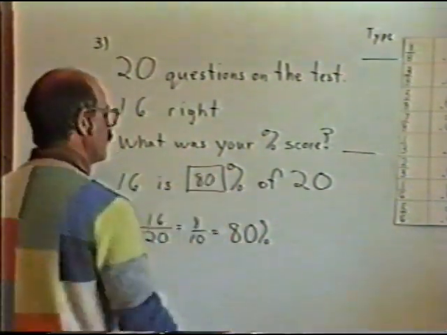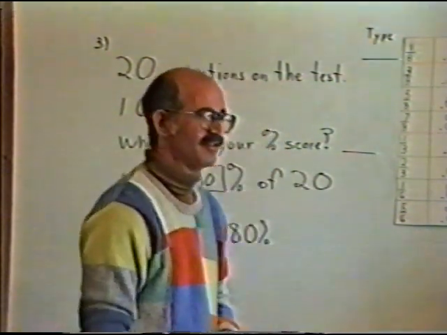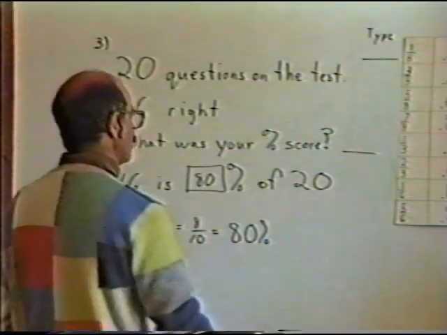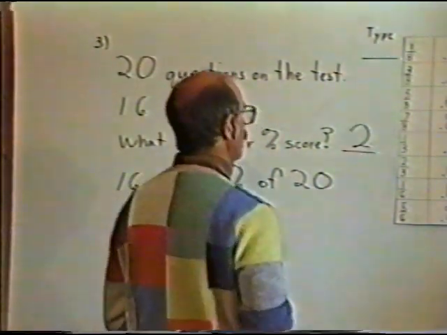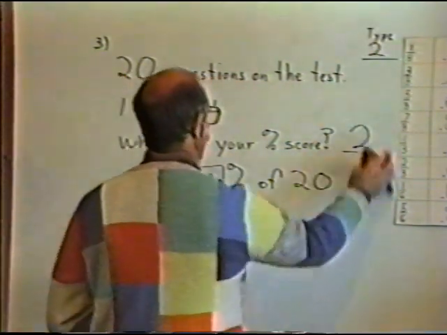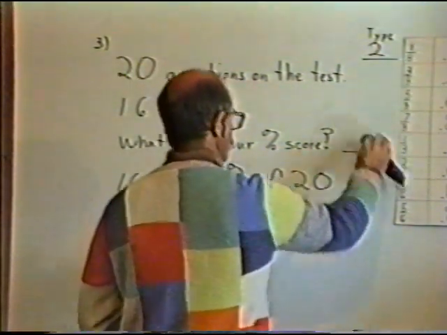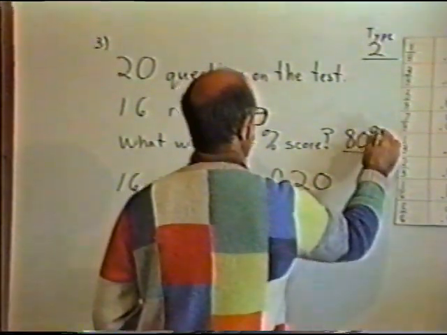Was this one straightforward or was it a curveball? Straightforward. It's just plain type 2. We'll put the type up there, and for our answer, we'll put 80%.